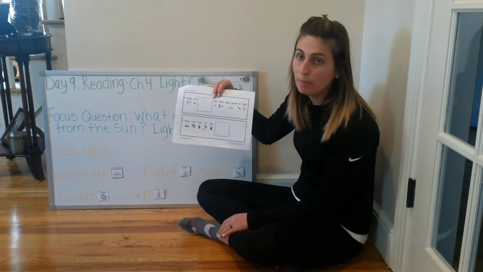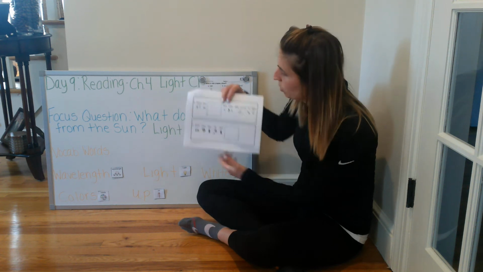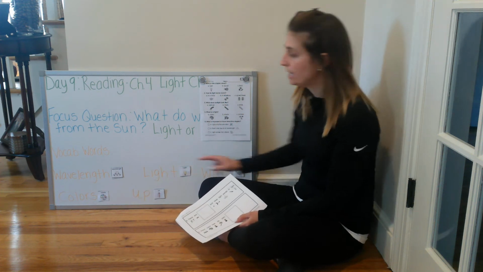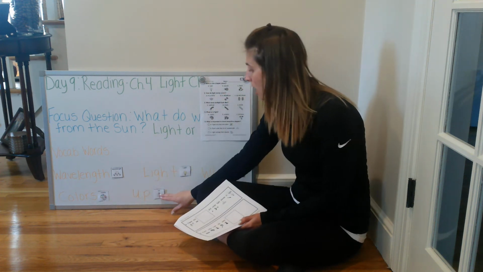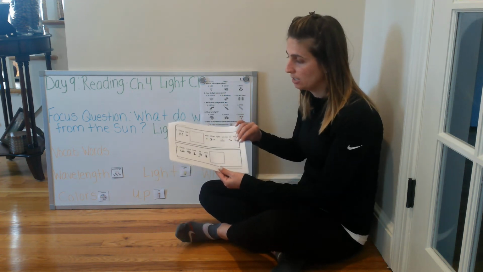And then question number 5 on the fill-in. Each color has its own blank. Wavelength, light, white, colors, or up. Making sure that you're gluing or taping your answer in the box.